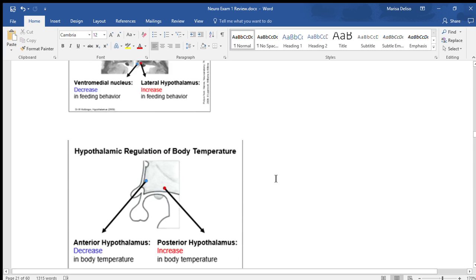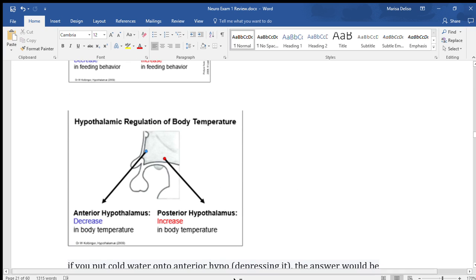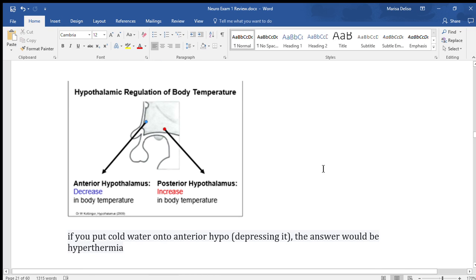Okay, this body temperature one. So I like to remember my AIM. So we know the hypothalamus, big picture, is my regulatory system. So that's why it's in charge of feeding, body temperature, all that good stuff. So my anterior, I like to think of it as my AC. So my AC cools me down, right? Decreases my body temperature. And my posterior is going to increase body temperature.